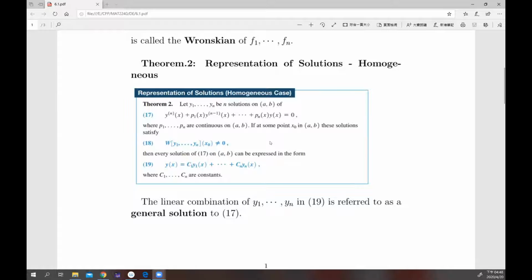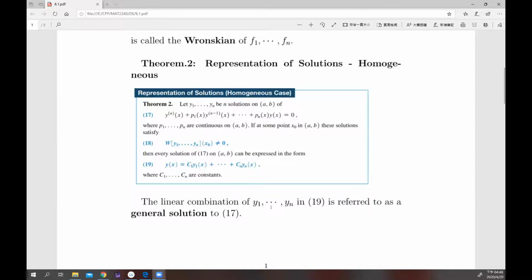then every solution of this equation, 17, on (a, b) can be expressed in the form y equal to the linear combination of y1 up to yn with constants c1 up to cn. This is very similar to what we looked at in the beginning for second order and first order linear differential equations. We're just bringing it up to a higher order, so we have a similar form of the solution.